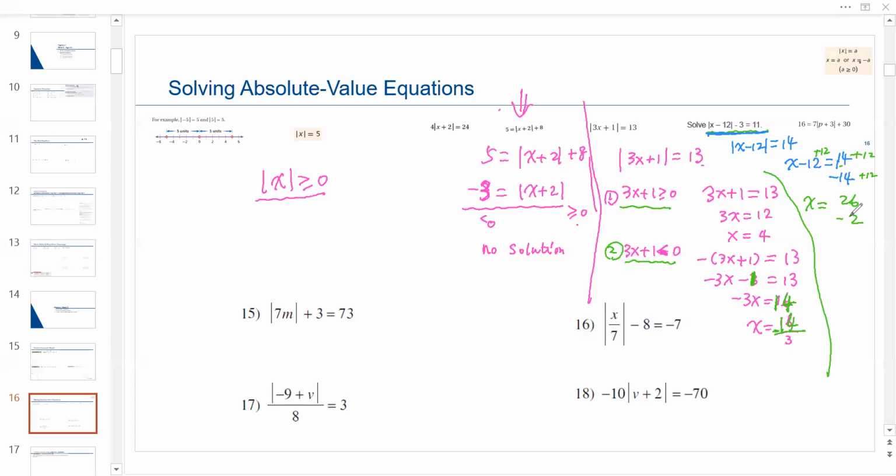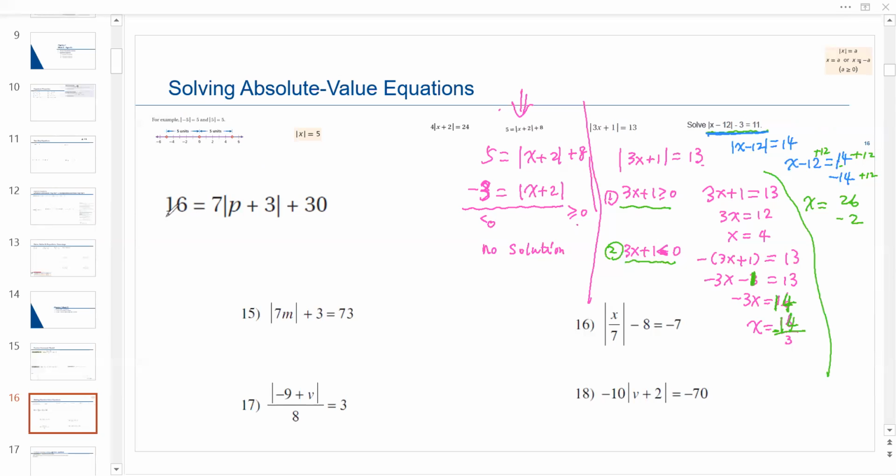Anyone understand here? Okay, let's see this one. Let me move here a little bigger. All right, let's see more examples. So see this one.